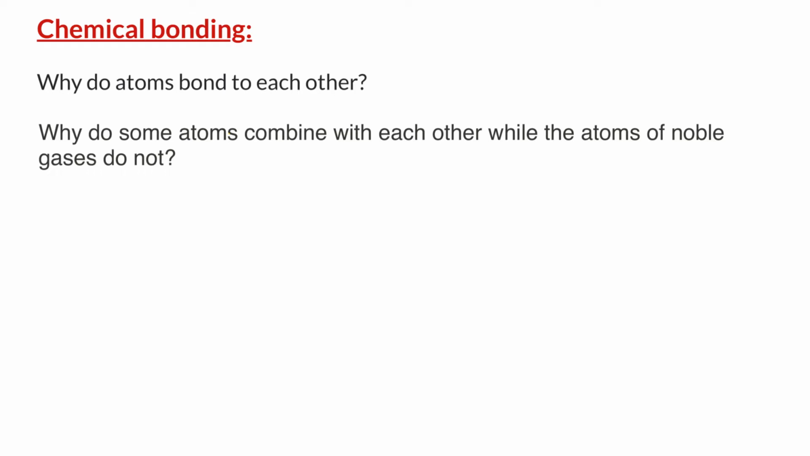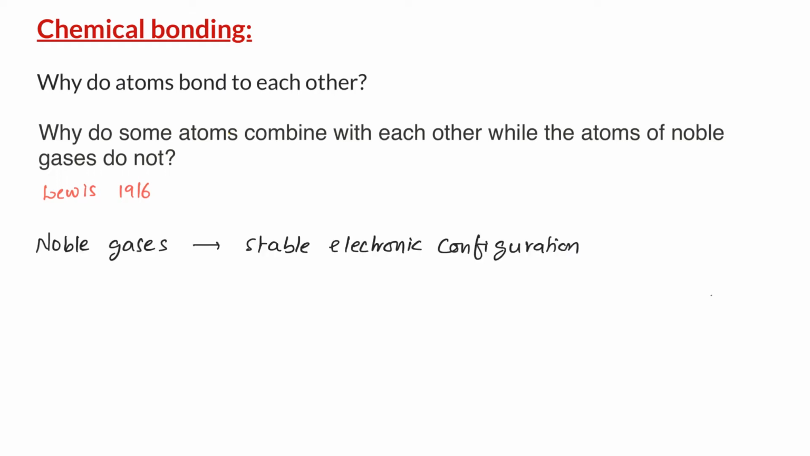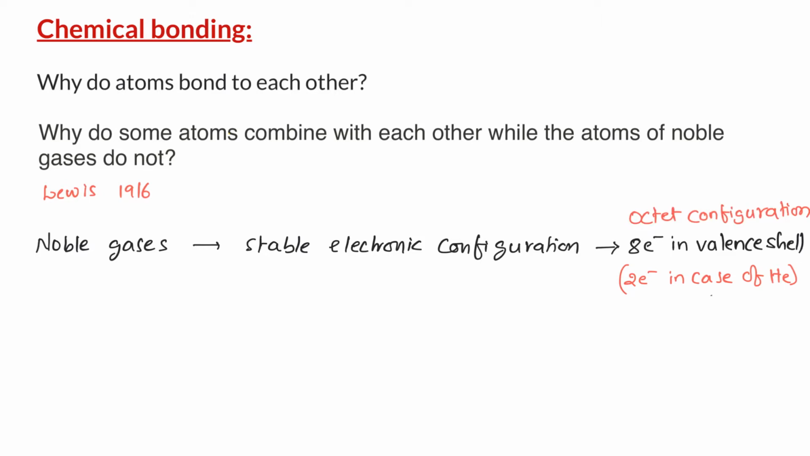Several theories were put forward to answer these questions. In 1916, a chemist named Lewis postulated that noble gases have an exceptionally stable electronic configuration in which they have 8 electrons in the valence shell, 2 electrons in case of helium. This configuration of electrons is called the octet configuration. Because of this exceptional stability, the atoms of noble gases do not bond with other atoms.